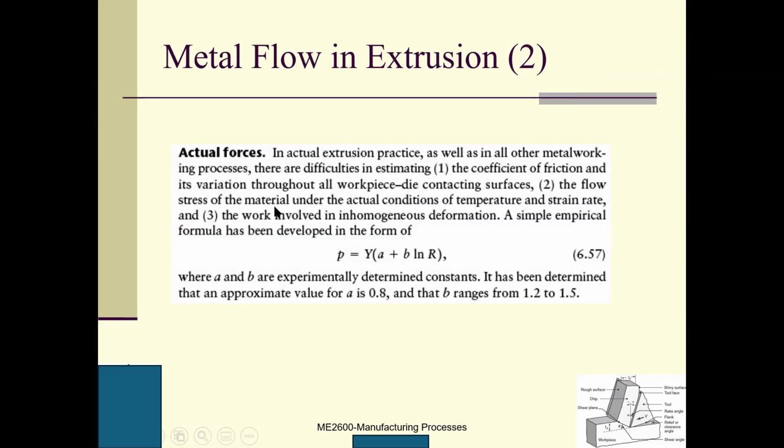And the third one is the work involved in the inhomogeneous deformation. A simple empirical formula is used for this one. A and B are experimentally determined constants. It has been determined that the approximate value for A is this one, B is this one, and B is from 1.2 to 1.5. As I said, this is empirical.